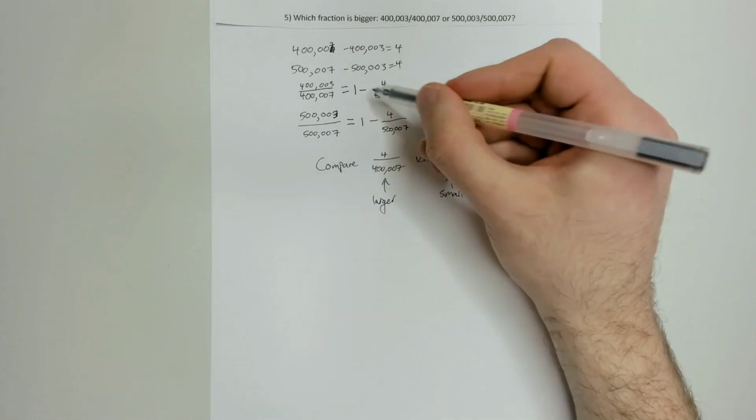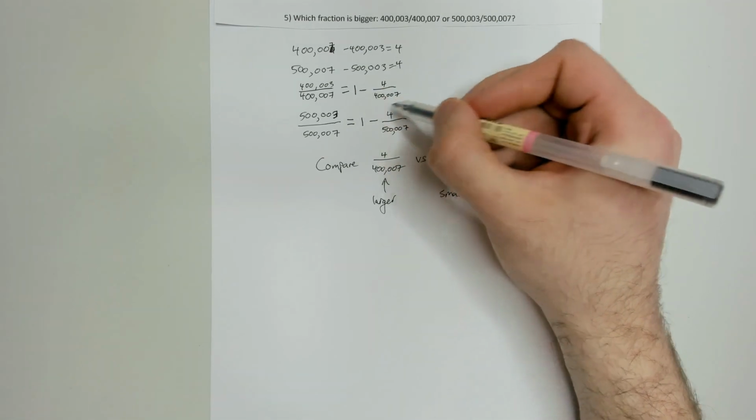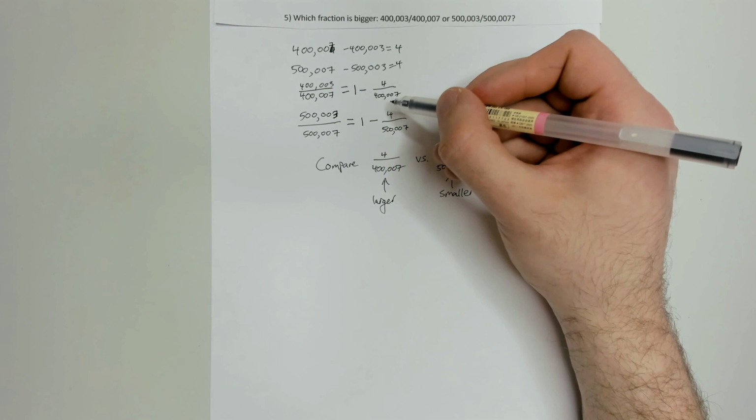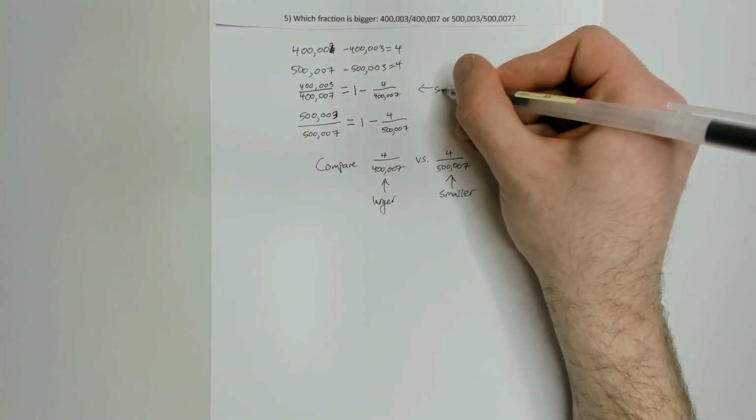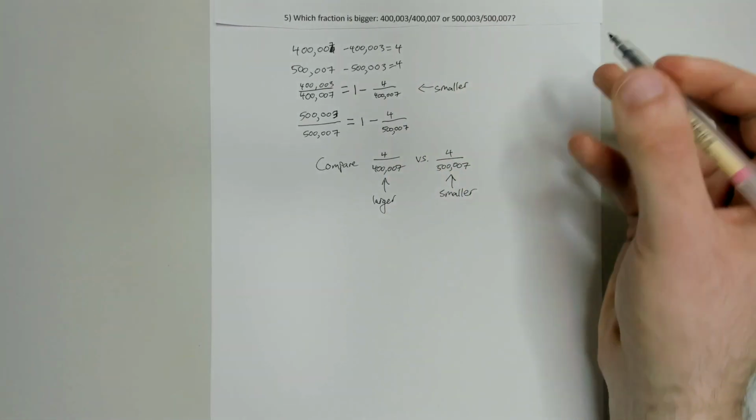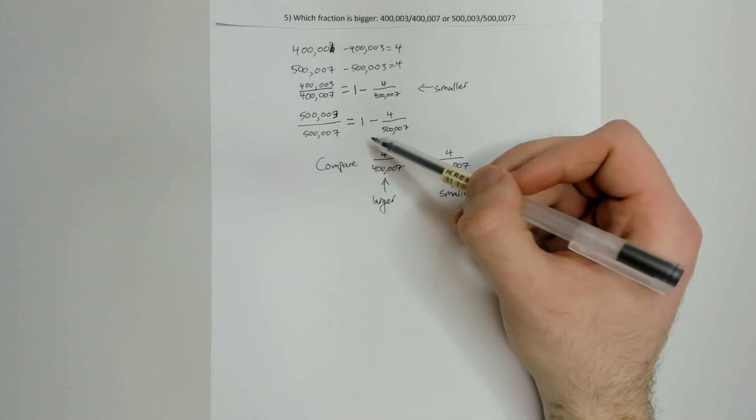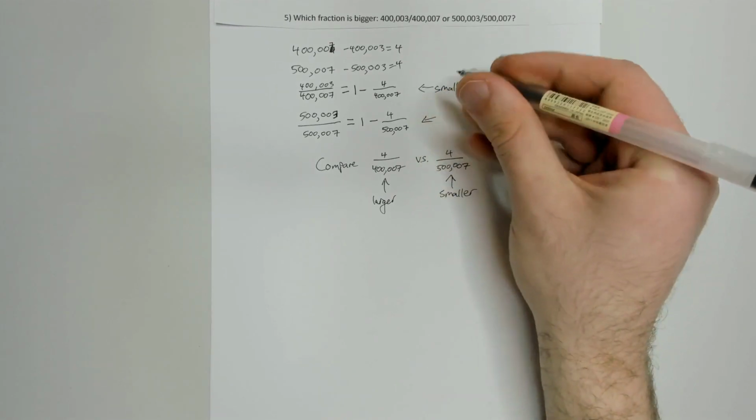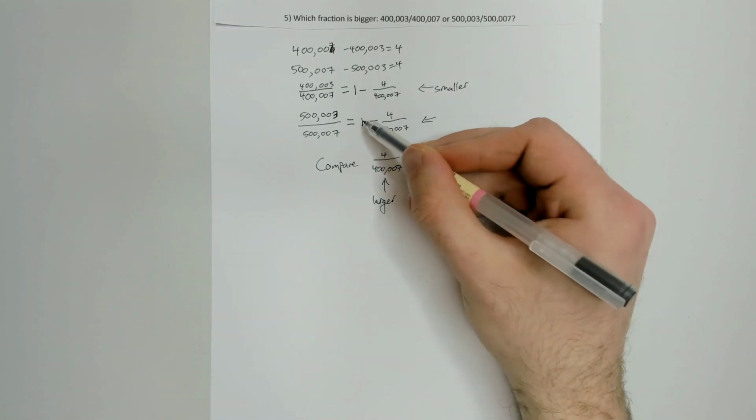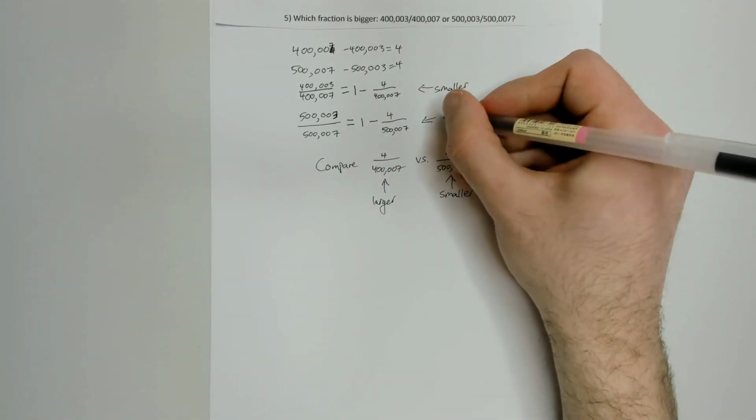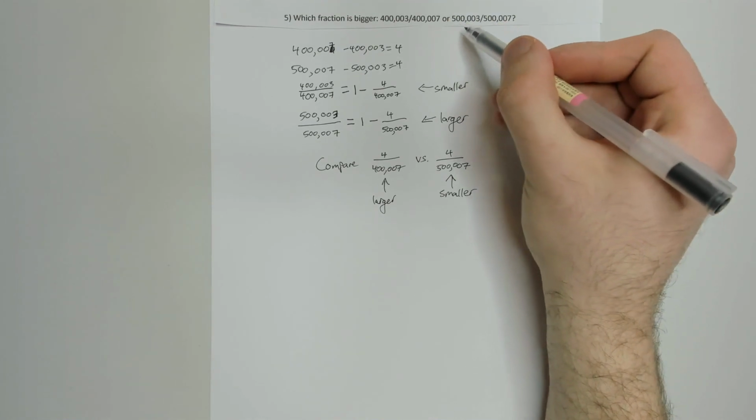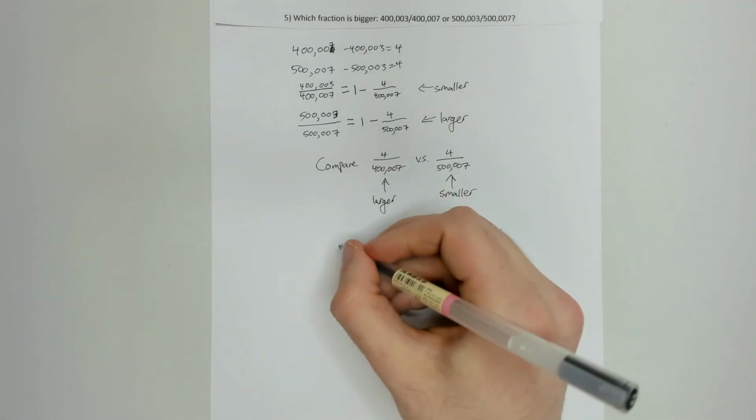So that means over here, we're doing 1 minus the larger one up here, right? If we're doing 1 minus a bigger thing, well then, wouldn't this make it the smaller one? Right? If we're taking away something larger out of the same amount, then it would actually become smaller. And then similarly over here, we're taking away the smaller thing from the same amount, so this would actually be the bigger one. So then the answer is the larger fraction is going to be actually 500,003 over 500,007.